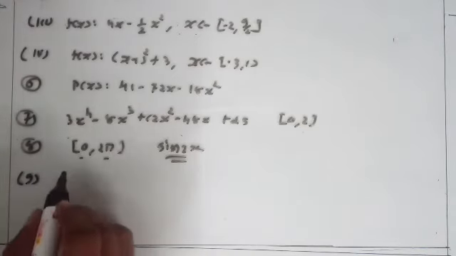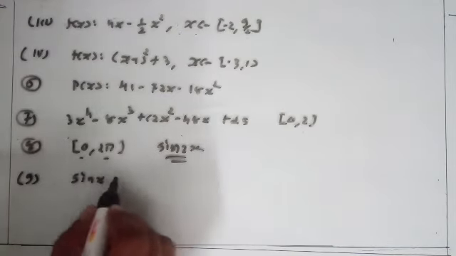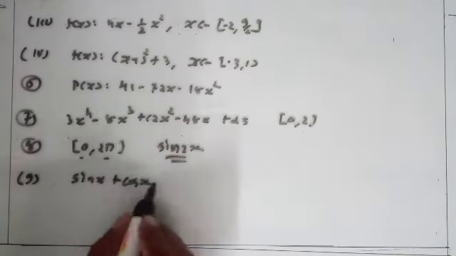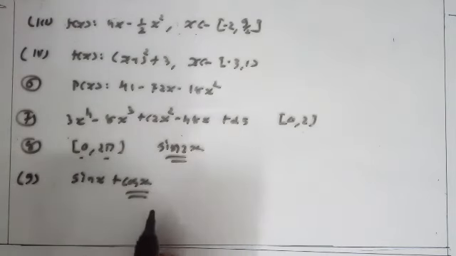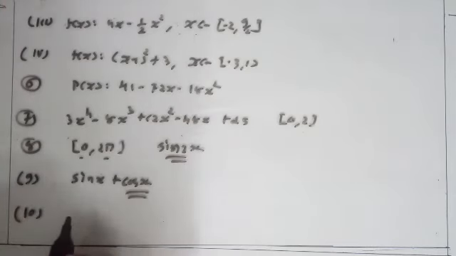Question number 9. What is the maximum value of the function sin x plus cos x? You know how to find this maximum and minimum value. First derivative, compare with 0, put in the second derivative. Clear? You know this is a simple, sober method to find the maximum and minimum value.